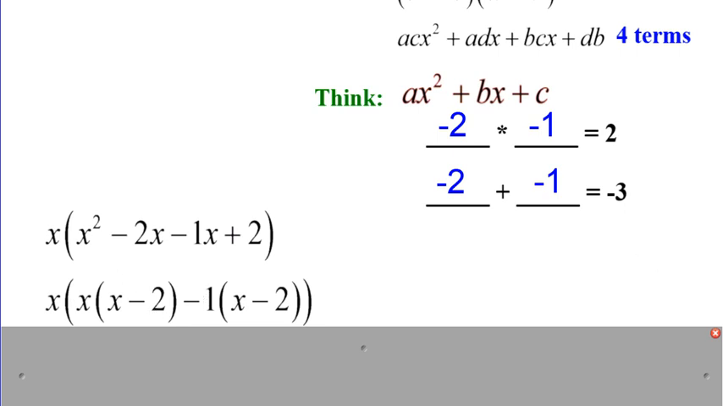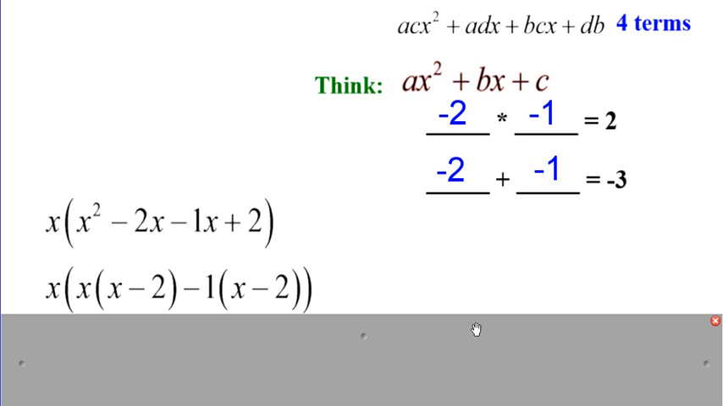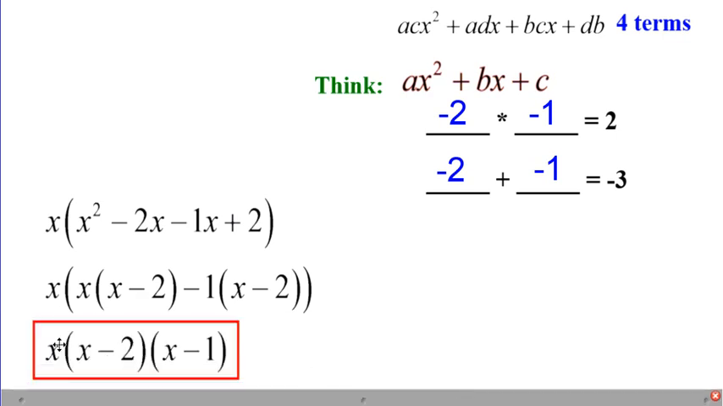So as we write this in factored form, we would have x, the greatest common factor, times x minus 2 times x minus 1. And again, to check the equality from what we started with, we would take our 2 factors here, multiply them together, combine your like terms, distribute through the x, and we should get back the original expression.